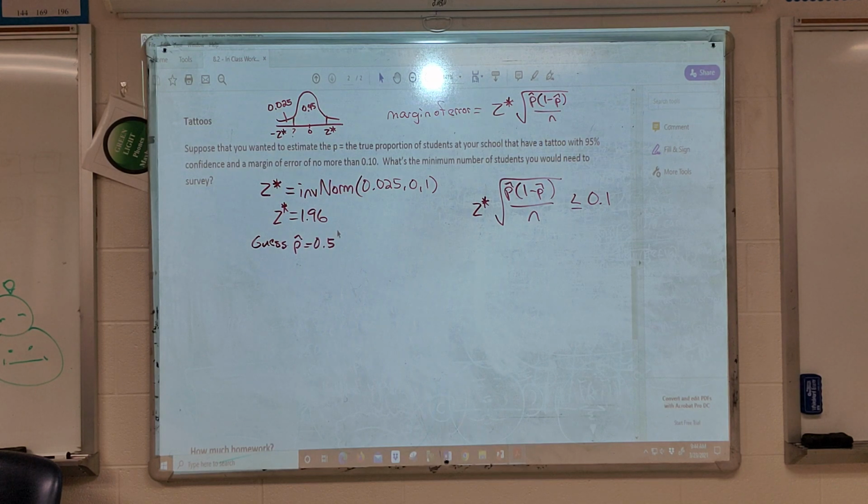Nine times out of 10 with these, you're going to want it to be less than or equal to anyway. Why would I say I want the margin of error to be greater than 0.1? I want to be more wrong than 0.1? That makes no sense. So it's almost always going to be less than or equal to. Done.